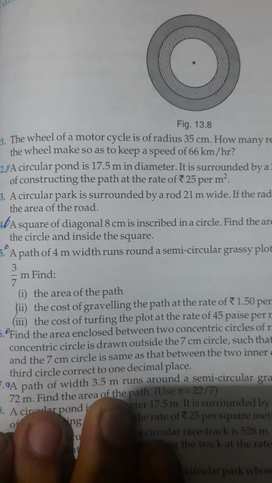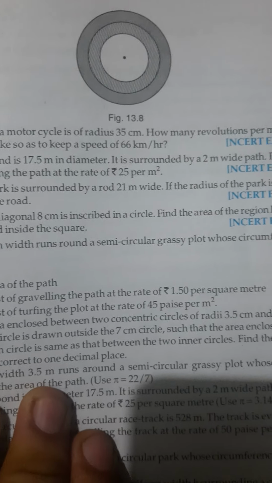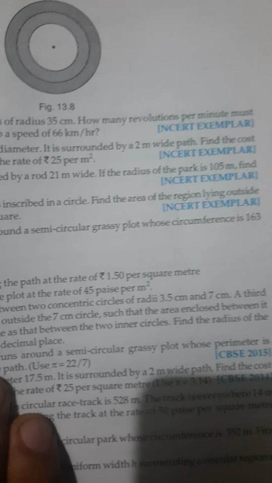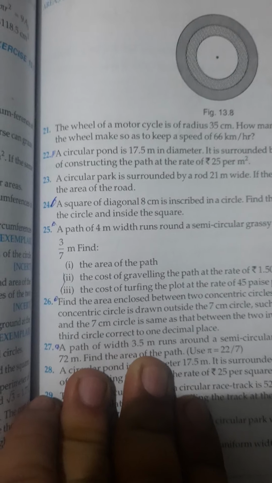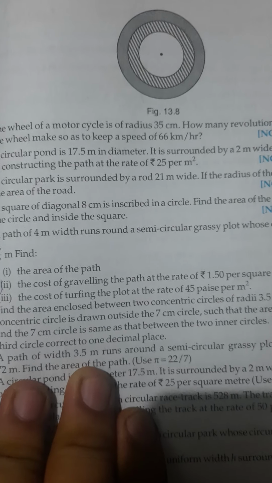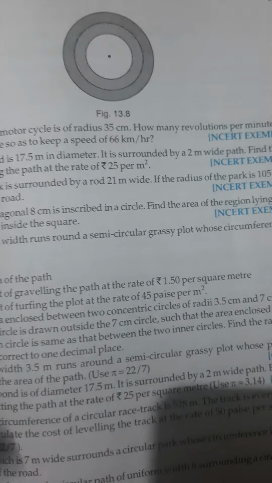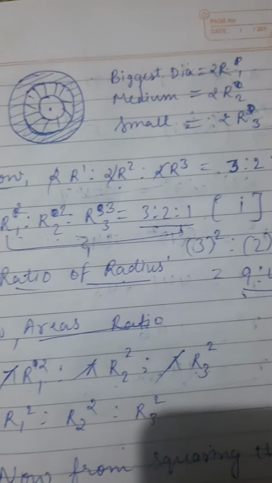Here's the question number 21. This is saying that the wheel of a motorcycle of radius 35 centimeter. How many revolutions per minute must the wheel take so that to keep a speed of 66 km per hour? So this is how we have done this question.